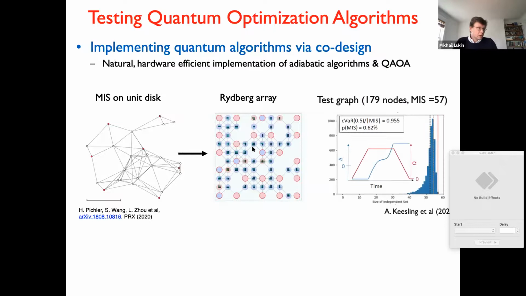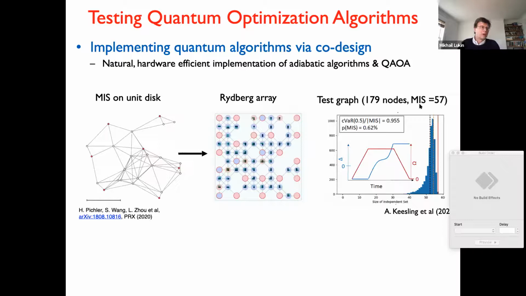We've been exploring this for some time, exploring various types of algorithms. Some are quasi-adiabatic, some are more in the QAOA variety. This is an example of an algorithm which is in between, where we go adiabatically across a phase transition, but we try to optimize the way we sweep the parameters. On graph sizes of about 200 nodes, we can already see fairly good performance. These are still graphs small enough that you can actually solve them.